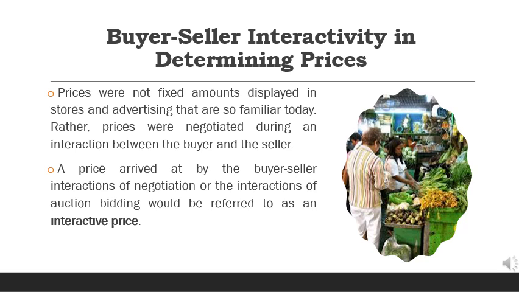In a buyer-seller interactivity, prices were negotiated during an interaction between the buyer and the seller. For example, you as a customer arrive in the local market or the pamilihang bayan or simply the palengke to buy bitter gourd or ampalaya. For sure, your initial activity is to examine the quality of the bitter gourd. Then eventually, you will ask for its price. The seller will then give you the asking price, also called the list price, which is the amount he or she wants you to pay for the bitter gourd.